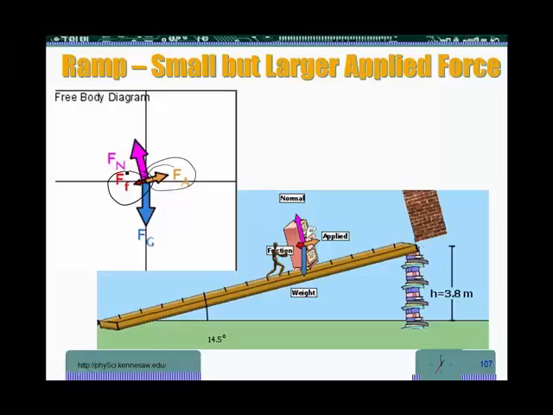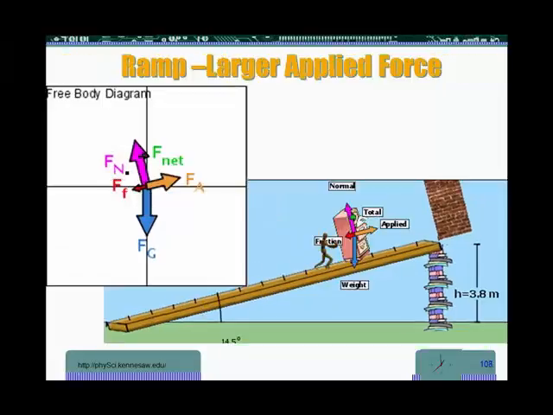Now, of course, in this case, if we apply a large enough applied force, we are going to eventually get the cabinet to accelerate, and in that case, we get something like this. So my applied force and my friction force, eventually they are not going to balance out, so I'm going to have an acceleration along that direction.